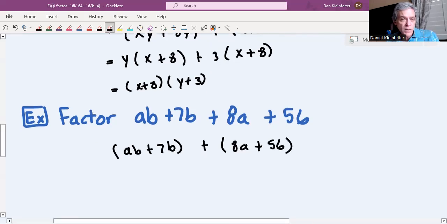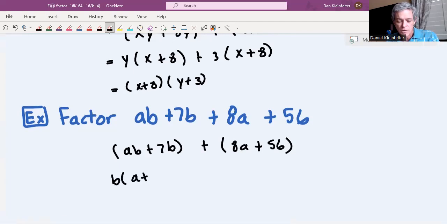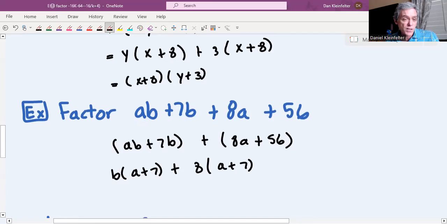The first two terms have a b that they share, so let's factor the b out. That will leave us with a plus 7. In the second two terms, we can factor out an 8, and that will leave a plus 7 again. Okay, now you'll notice that the two pieces in parentheses, those two binomials, are the same, and that's a necessity for what we're doing here.